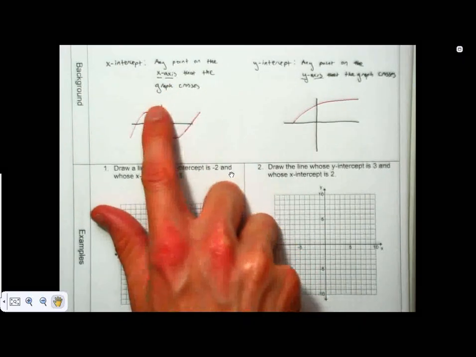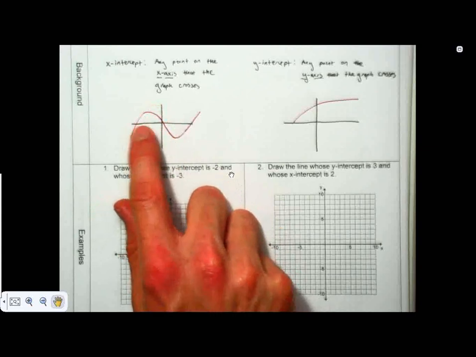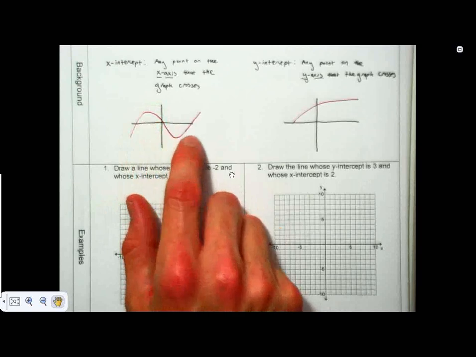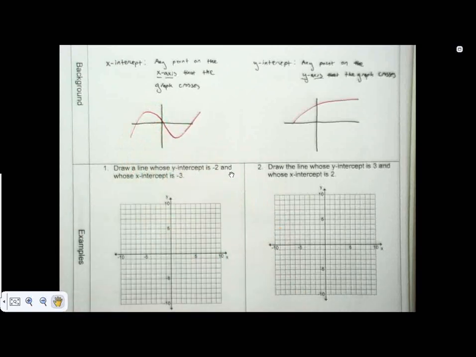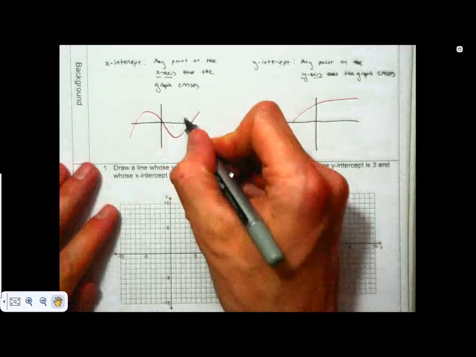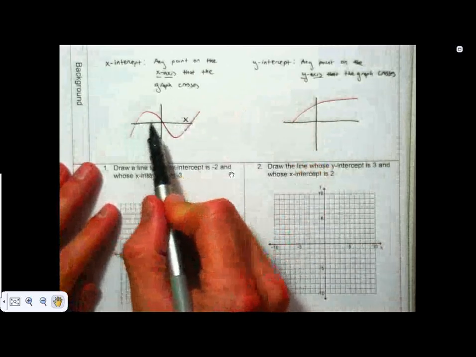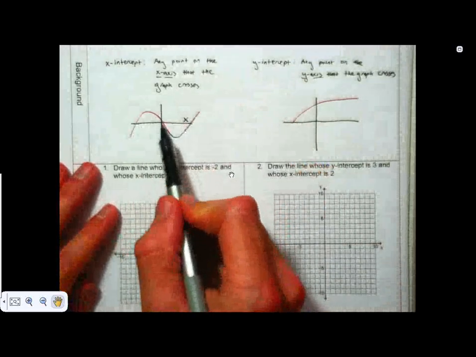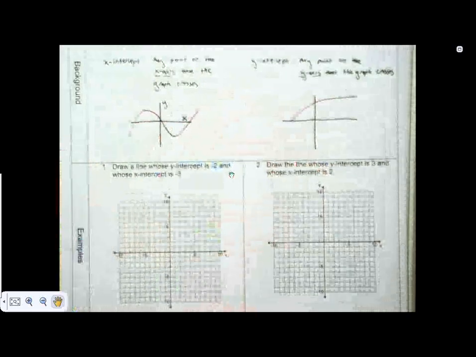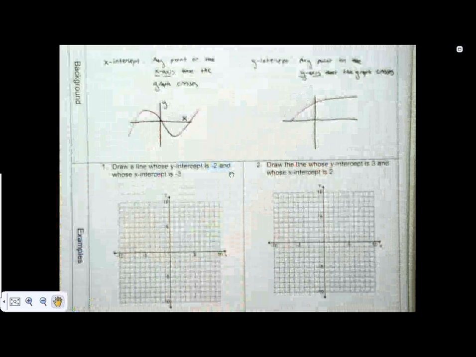So what I've done is I've drawn a sample grid that's in black. And again, remember, a graph goes on a grid. So on my grid, I've got an x-axis and a y-axis. The x-axis is the axis that runs horizontal. The y-axis is the axis that runs vertical. And so my graph, in this case, is in red.